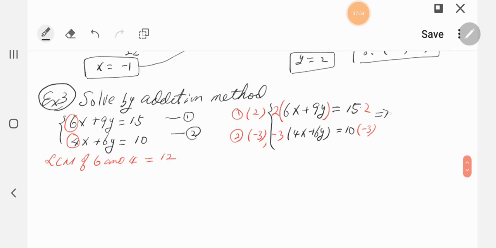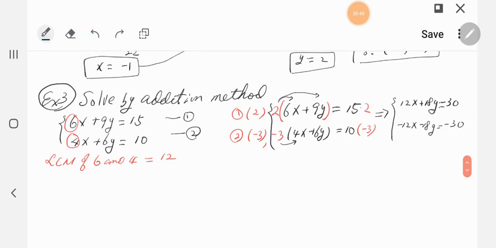Alright, let me write it here. So multiply each term inside the parentheses by 2, then that is 12x plus 18y is equal to 30. All right? For the second equation, 4x times negative 3 is negative 12x, and then minus 18y is equal to negative 30. Alright. So we have new equations, 3 and 4.